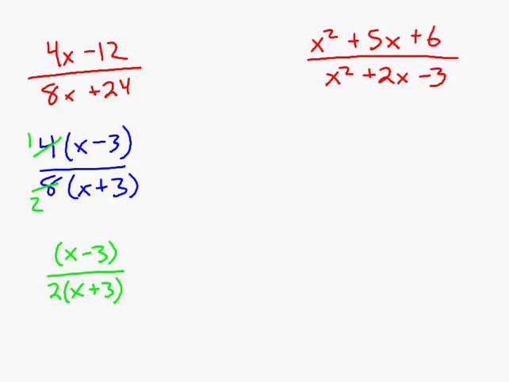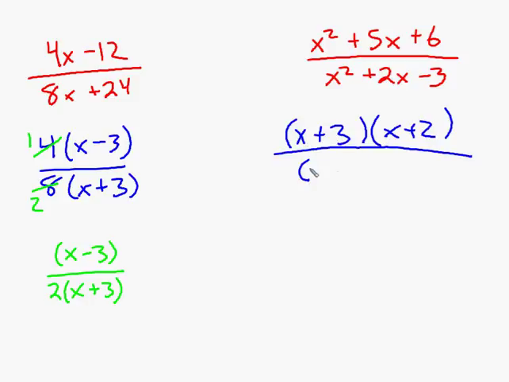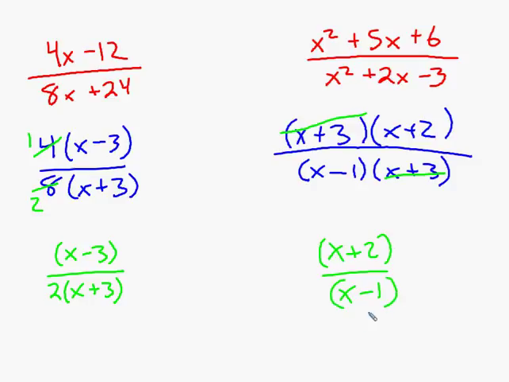Any questions on that one? All right, how do we do the second one? Factor. All right, so we factor, we'll get x plus 3, x plus 2, all over x minus 1, x plus 3. And now we cancel. We can cancel the entire group x plus 3, and that's going to leave us with x plus 2 over x minus 1.